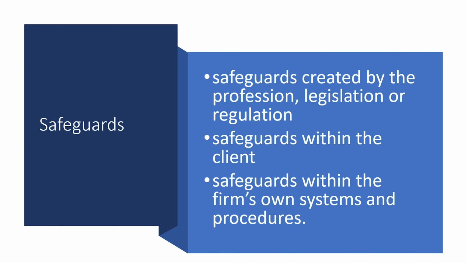Safeguards within the firm's own systems and procedures may include firm-wide safeguards such as the following: the tone from the top, firm leadership that stresses the importance of independence and the expectation that persons on the engagement teams will act in the public interest, policies and procedures to implement and monitor quality control of engagements, documented independence policies regarding the identification of threats to independence, the evaluation of their significance, and the identification and application of appropriate safeguards to eliminate or reduce the threats, other than those that are clearly insignificant, to an acceptable level.